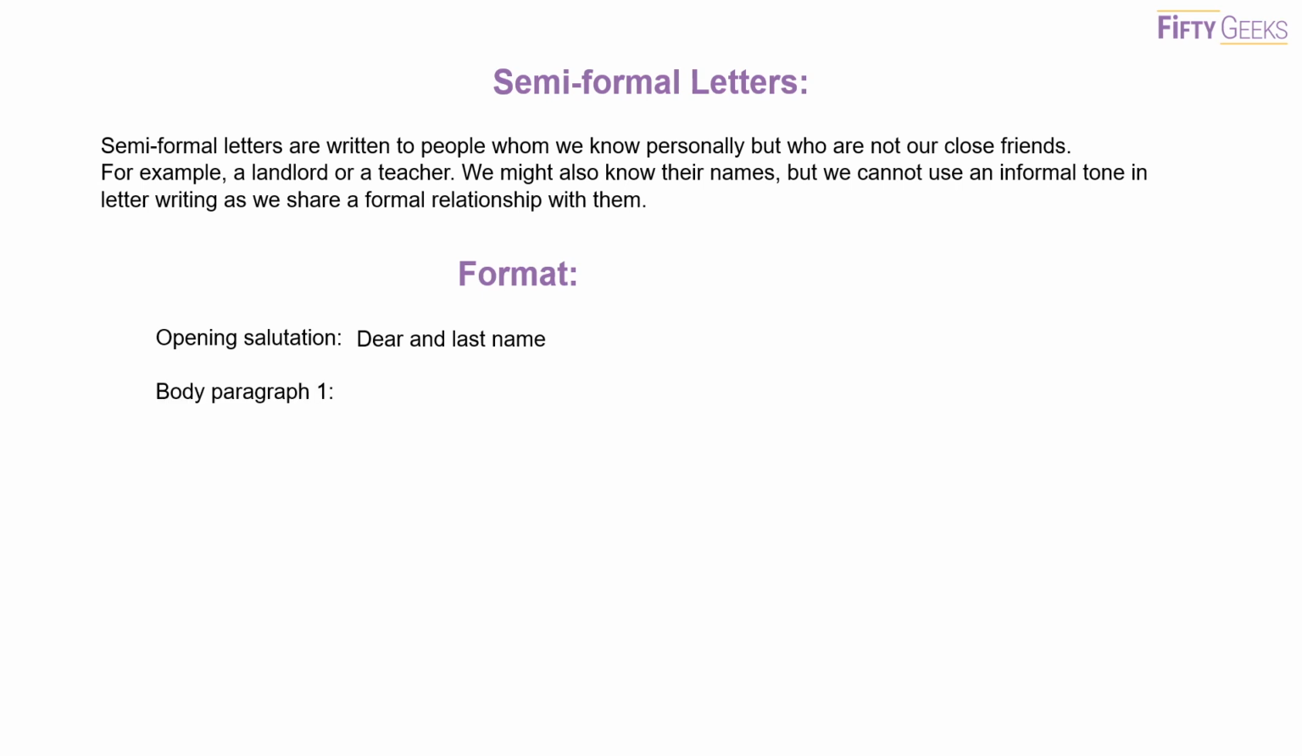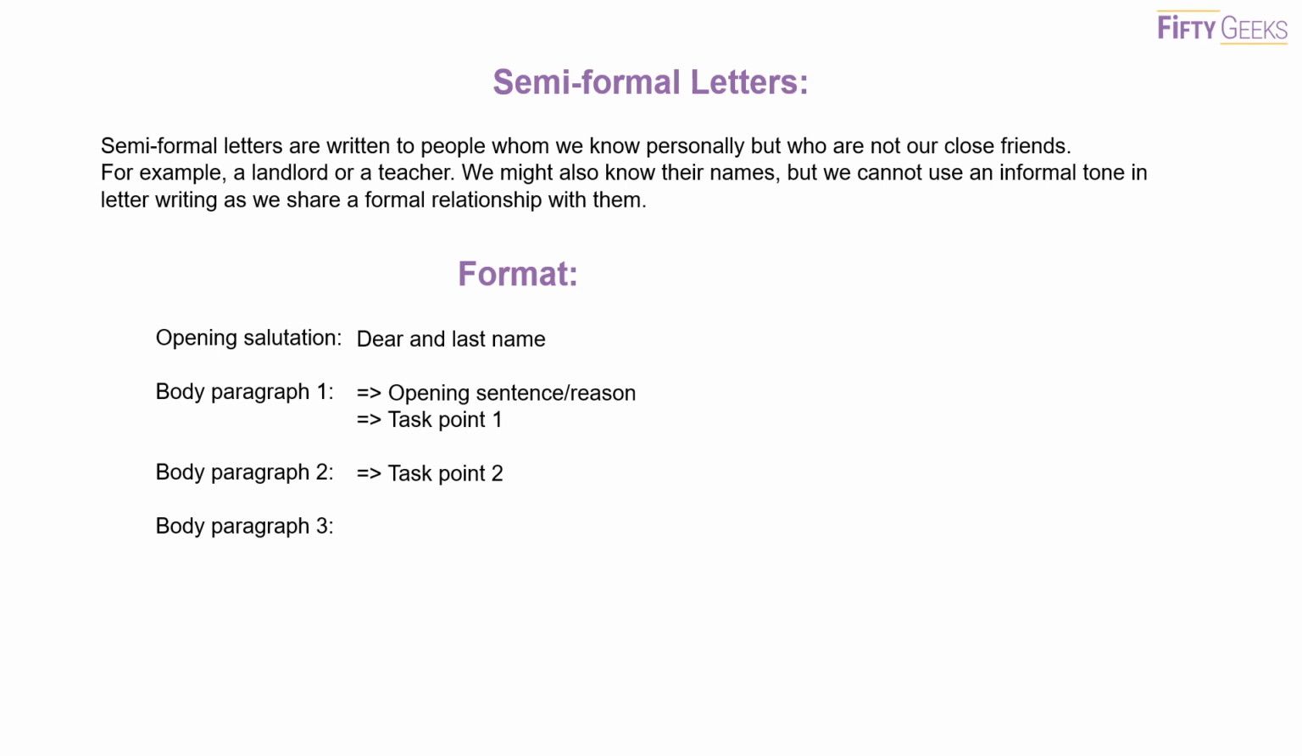Next, we have to write 3 body paragraphs based on the 3 task points given in the question. For body paragraphs, we have to answer each task point in a different paragraph. In the first body paragraph, we will write an opening sentence that will mention the reason for our letter writing. Then we will explain task point 1 in the same paragraph. In the second body paragraph, we will write about task point 2, and in the third body paragraph, we will write about task point 3.